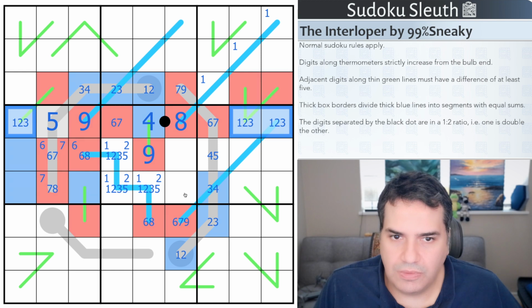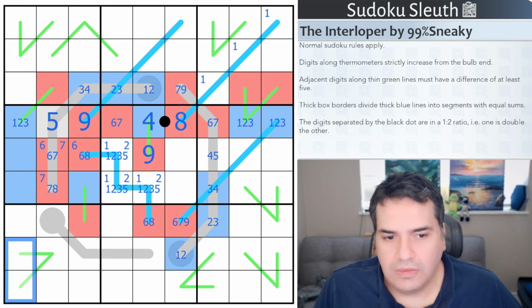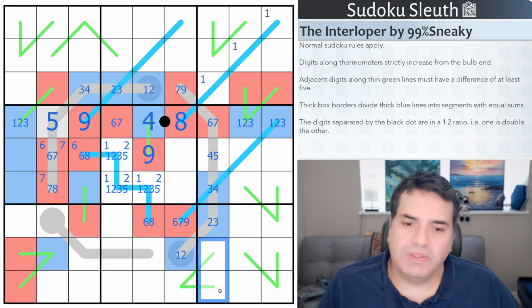Not quite enough, really. Column 1, I've got 3 low digits. One of them, the fourth one, is going to be up here. These are high. This is low. These have to be high.